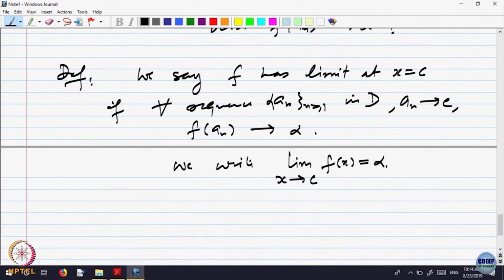limit is something to which the function is approaching as you approach the point in the domain. So naturally, the condition is that there should be at least one sequence in the domain converging to that point. Otherwise, what are you going to predict? You are not going to predict anything, right? So close to C, there should be points in the domain as close as you want, so that you can analyze the behavior of the function at points close to C.